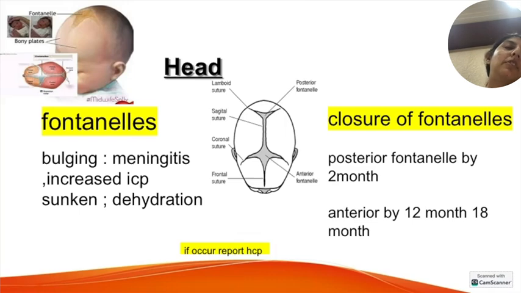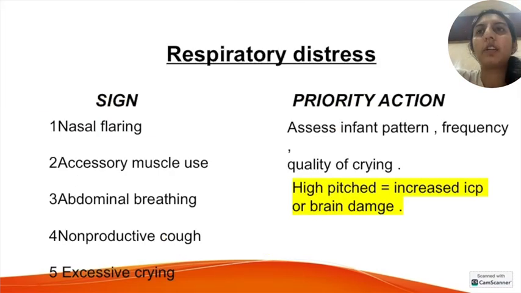Next, closure of fontanels. First is posterior and second is anterior. Posterior closes by 2 months and anterior closes by 12 to 18 months. Now moving on to respiratory. We see nasal flaring, accessory muscle use, abdominal breathing, non-productive cough. These are the priority signs of respiratory distress. And excessive crying is another big priority sign.